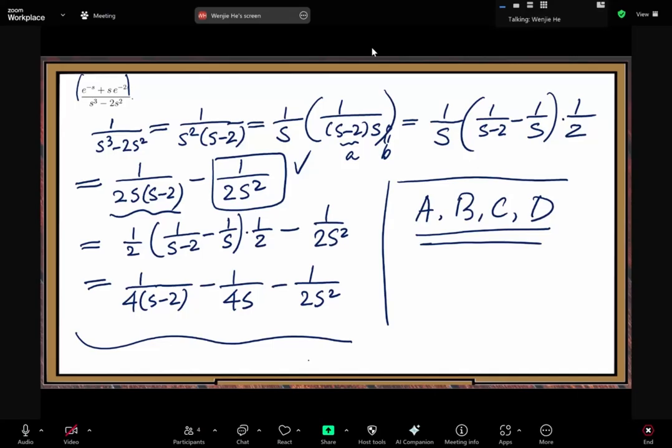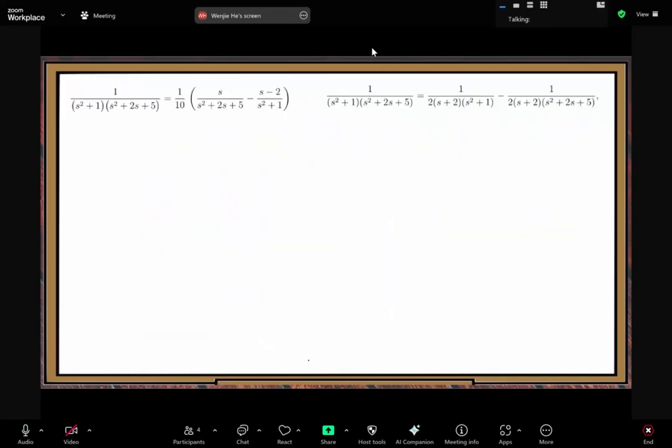Yeah. So you then, another one. This time, the new denominator function is a product of two quadratics. So this is a little harder, but not too much harder. Now, how do we do it?